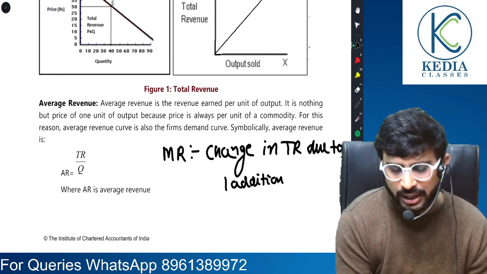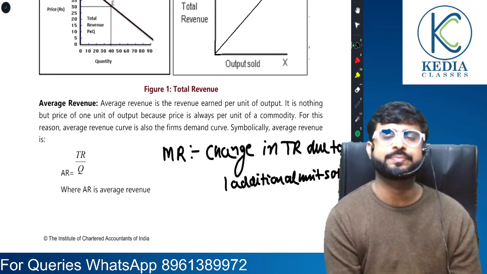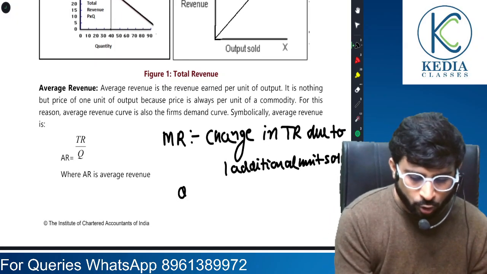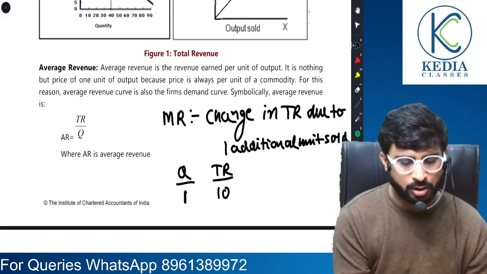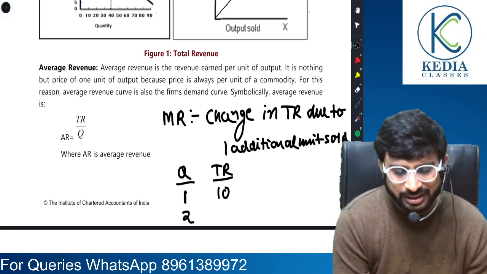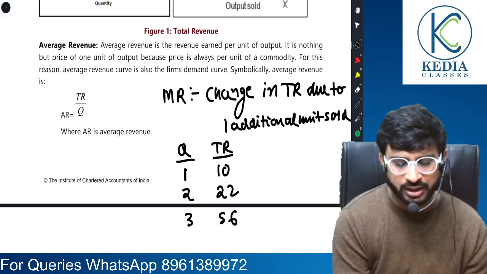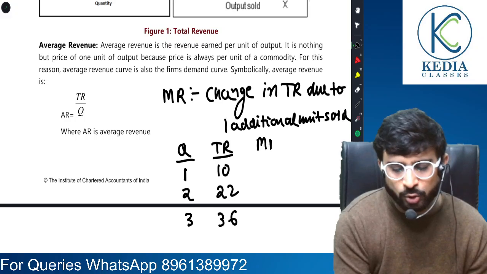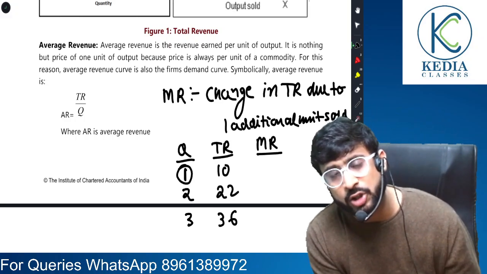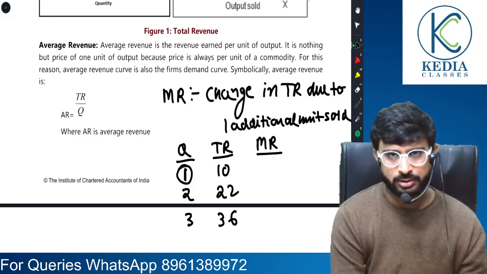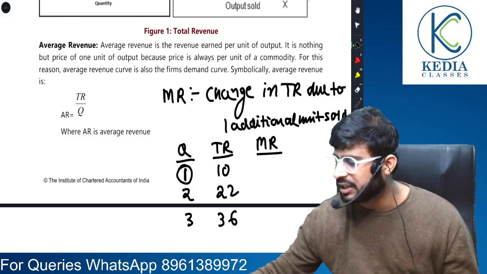Sir, we did not understand what you are trying to convey. Let me highlight it for you. Let's say one unit I am selling and my total revenue is 10. For 2 units, my total revenue is, let's say, 22. For 3 units, my total revenue is, let's say, 36. So friends, marginal revenue is the change in total revenue. For the first unit, TR and MR are always the same.